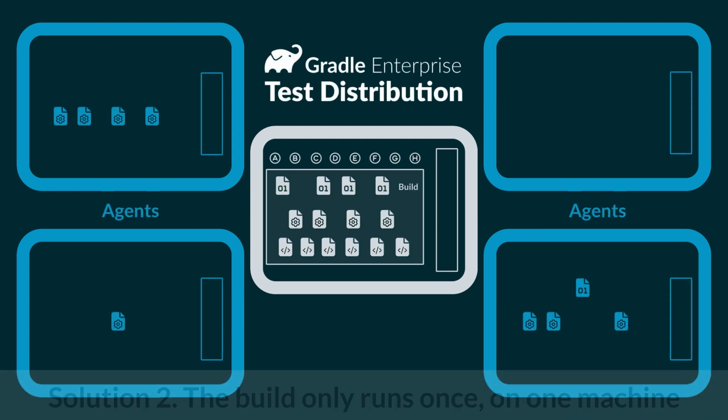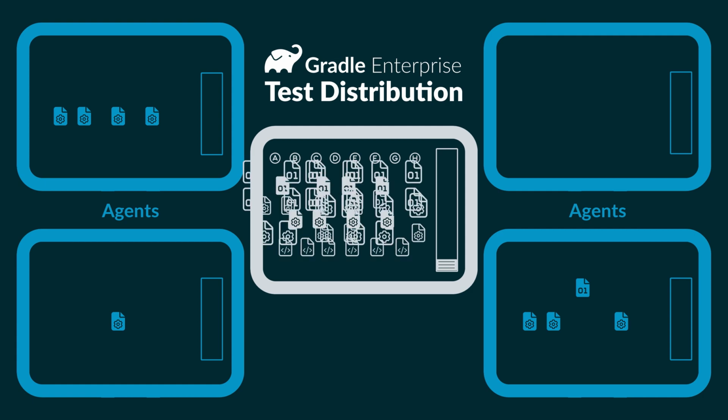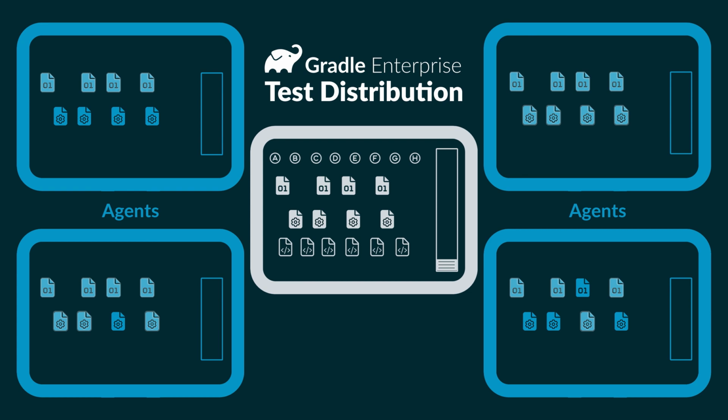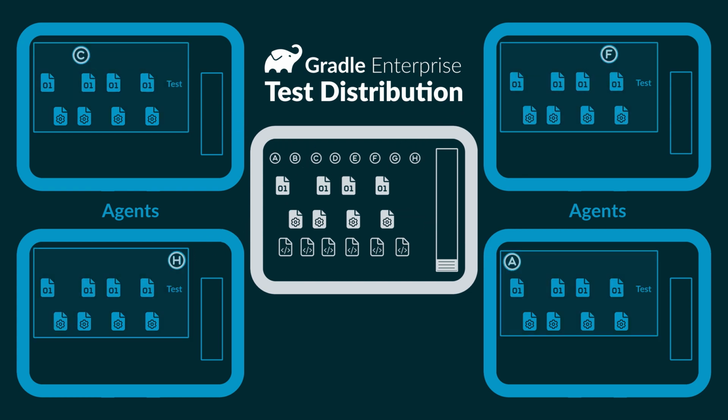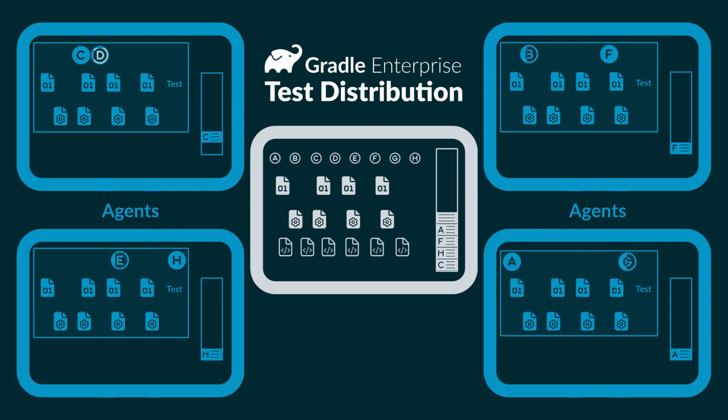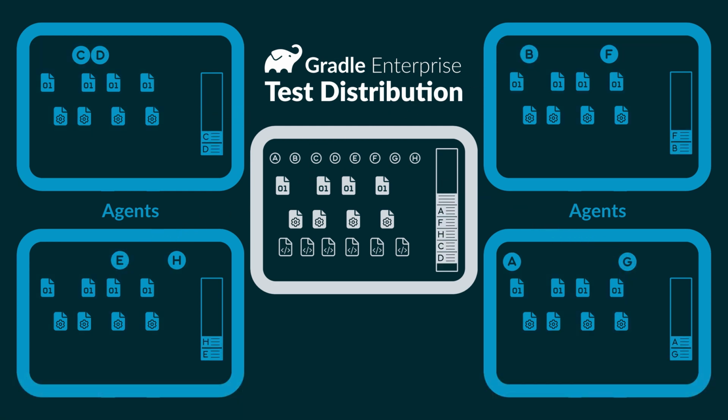When everything is built, Gradle Enterprise gives all the agents a list of the files they'll need to run the tests. Some agents may have some of the files already, so the only files sent to the agents are new files they don't have. When a test finishes, the log for that test is sent back to test distribution. If there are any tests left, test distribution sends one to the agent. That continues until all the tests are done.